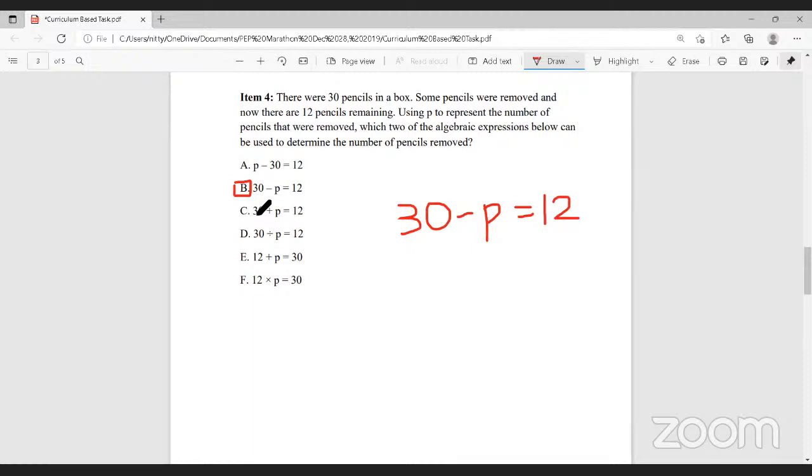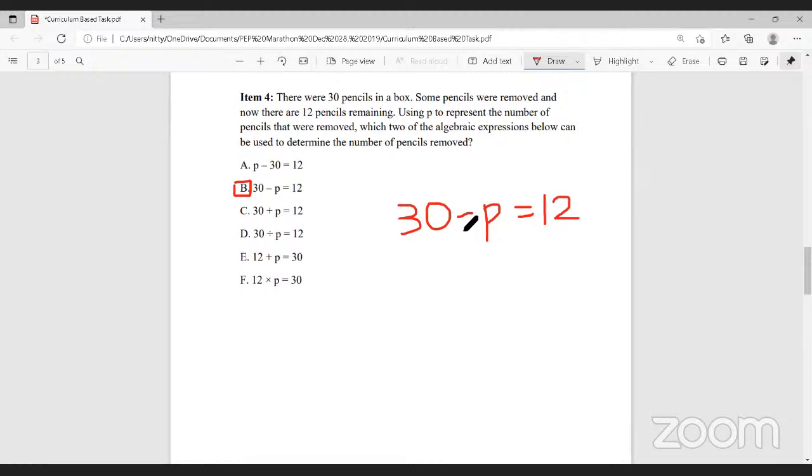If we have here at D, we have 30 divided by P. It did not say that 30 pencils were in a group or anything. So it said take away, right? Removed. So we cannot have anything showing a division. Here it says 12 plus P is equal to 30. Now here is showing that the 12 pencils remaining plus the pencils taken out will give us 30.